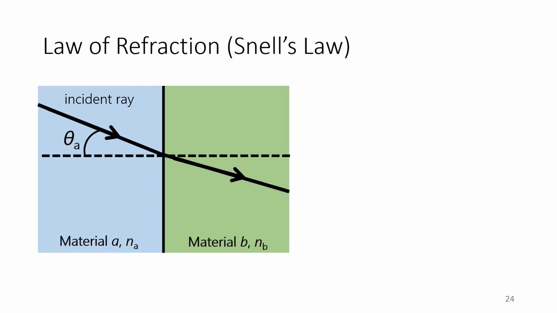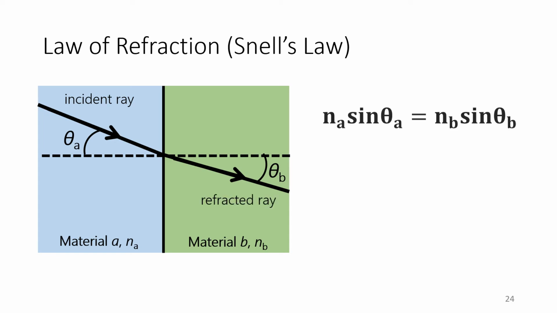Upon crossing the boundary, the transmitted ray gets bent. This ray makes an angle theta sub B with respect to the normal. We'll call this the refracted ray. The angles theta sub A and theta sub B are actually dictated by the materials' refractive indices, and are related by the equation n sub A sine theta sub A is equal to n sub B sine theta sub B. This equation is called Snell's law, named after Dutch scientist Willebrord Snellius. While this relationship was earlier discovered in Persia, its connection with refractive index only came much later.